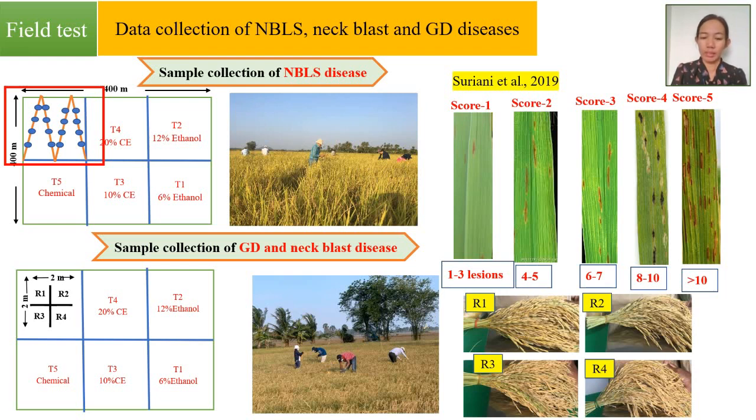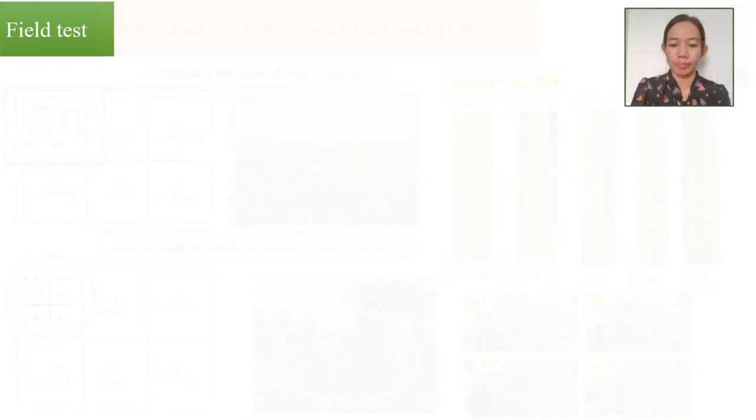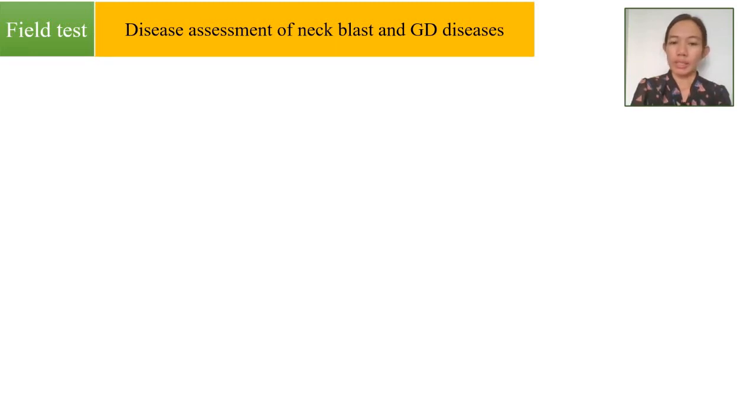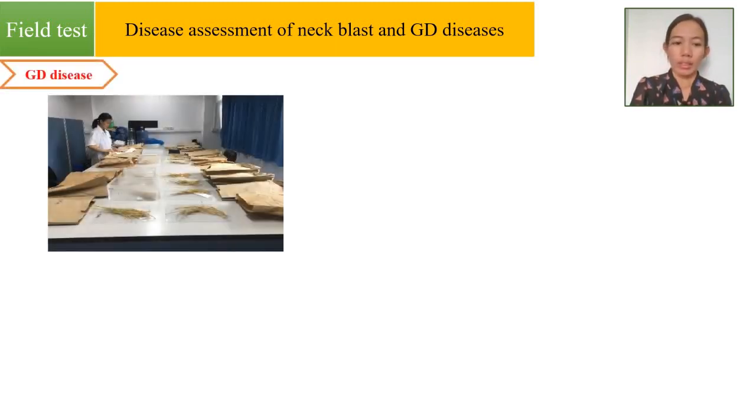400 panicles were harvested from each subplot, from 4 spatially separated places, 100 panicles for each place. And then the disease assessment for GD disease and neck blast disease was done at the laboratory room.